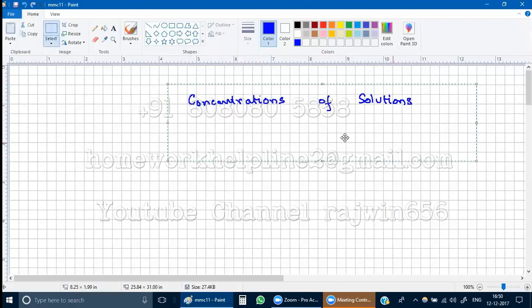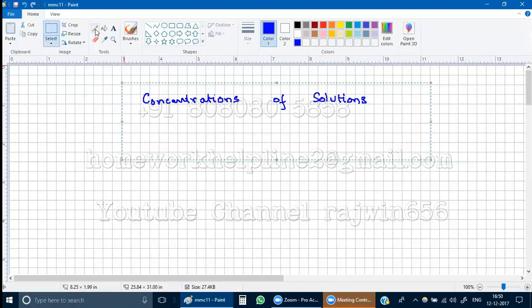Okay, the next part is concentrations of solutions. Concentration of a solution is measured in moles per dm cube. We will take straight away an example for this.